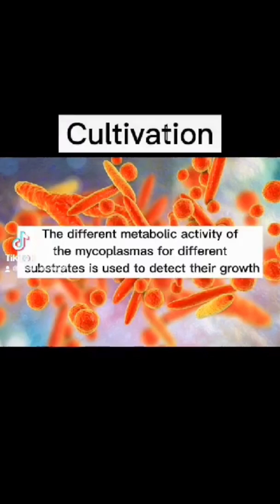Cultivation. The different metabolic activity of mycoplasmas for different substrates is used to detect their growth. The medium for Mycoplasma isolation contains a beef or soybean protein with serum, yeast extract, and other specific growth factors. As a result of the slow growth of these organisms, the medium must be highly selective to prevent overgrowth of faster-growing organisms that may be present in a clinical sample.